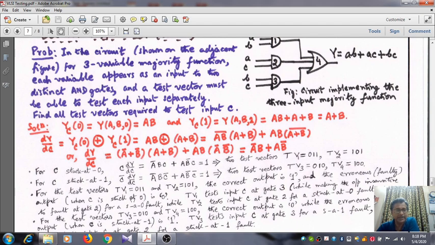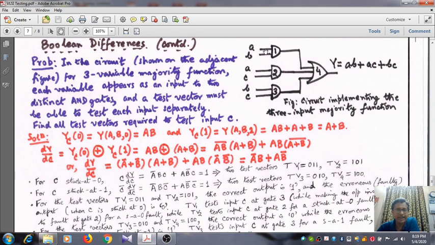Why? You see that 0 1 1 will behave like actually 0 1 0. Right? So you see that at least 2 of the inputs must be 1, so that the output of any AND gate must be 1.